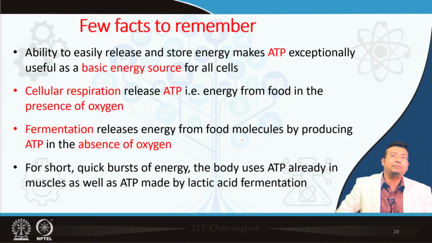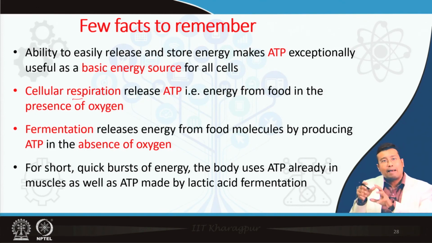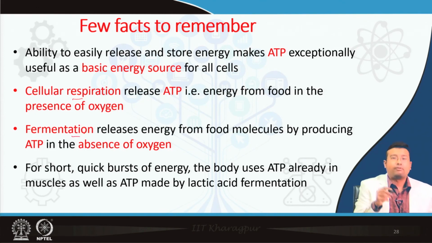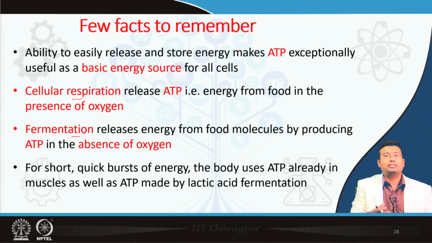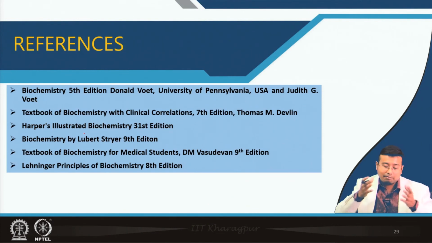How do we produce ATP? If oxygen is present, it is produced by cellular respiration. If oxygen is absent, we produce it via fermentation. And for a quick burst of energy, the body utilizes the ATP that is already present or made in the muscle by lactic acid formation, as well as various other metabolic steps that make ATP. So, these are the few concepts that have been covered in lecture 1.